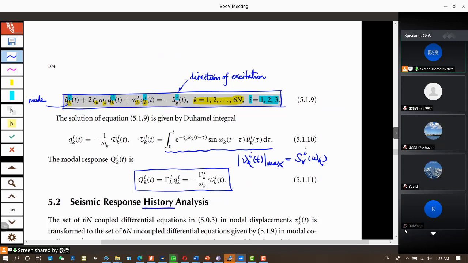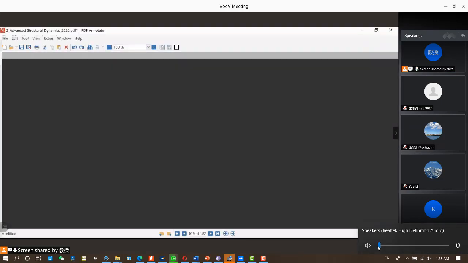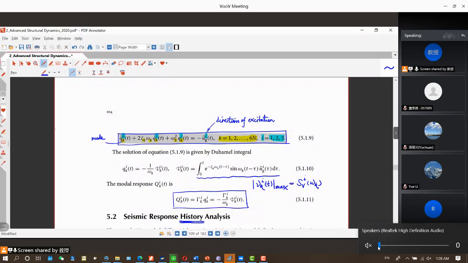Okay, so in general, we have two methods, the response spectrum method and time history method. Okay, we will quickly go through the time history method first. So that's our system. By transformation, we obtain a system of single degree of freedom system, okay, with a ground acceleration as our input.